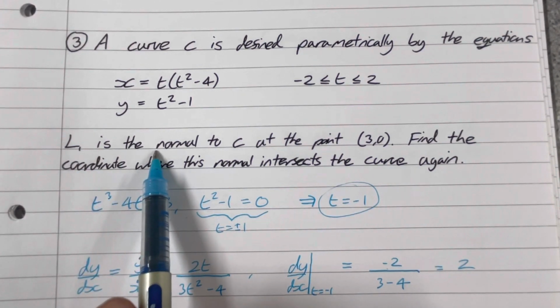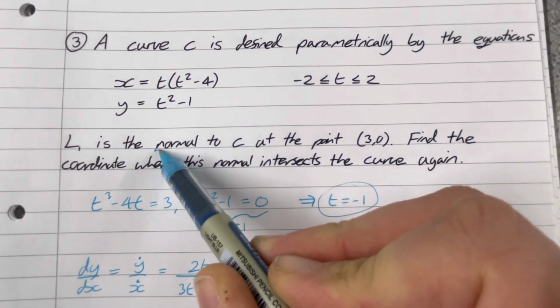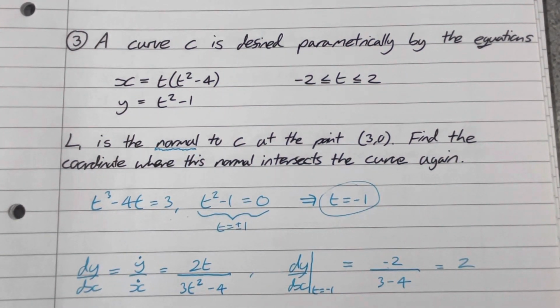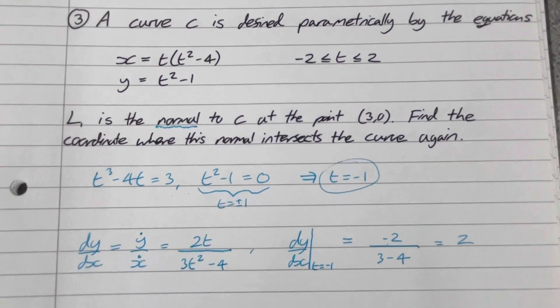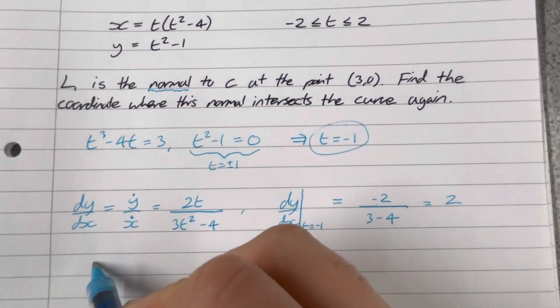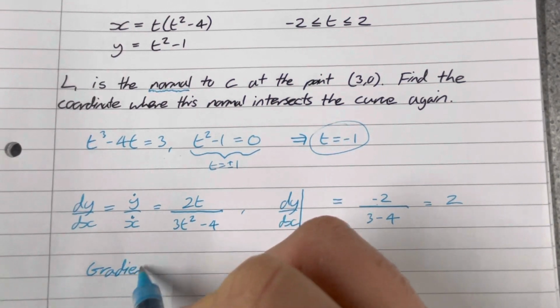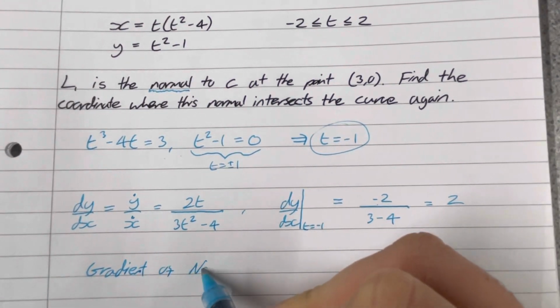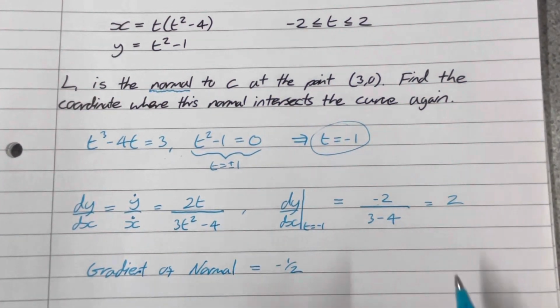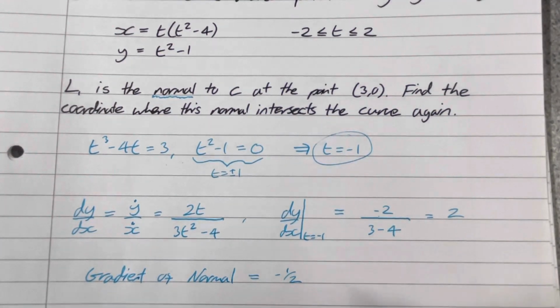I'm not interested in the gradient necessarily because I want the normal. Now you remember from year 12 that the gradient of the normal is the negative reciprocal of the gradient of the tangent, and this will be the gradient of the tangent. So the gradient of the normal must be negative 1/2. It's the negative reciprocal of 2.